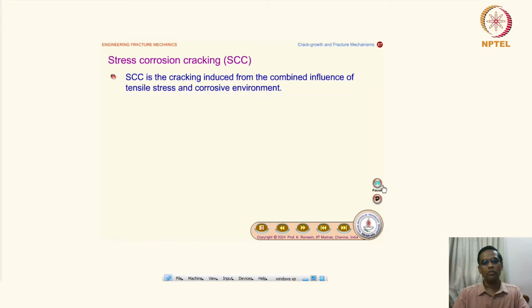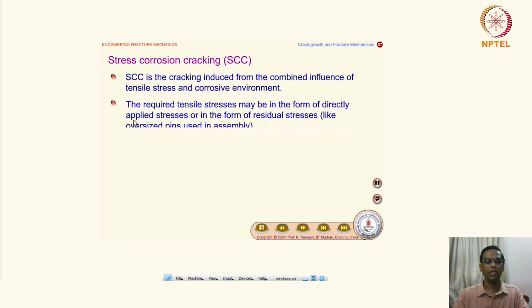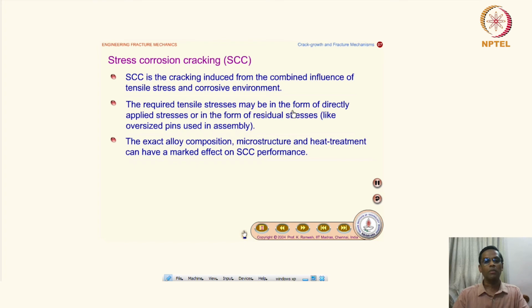So next one, what we would like to see is stress corrosion cracking. Stress corrosion cracking is a cracking induced from the combined influence of tensile stress and corrosive environment, as the name itself indicates. The required tensile stresses may be in the form of directly applied stress or in the form of residual stresses like oversized pins used in assembly. So this stress and environmental combination causes this, but that stress need not be an applied stress alone, but it could be a residual stress.